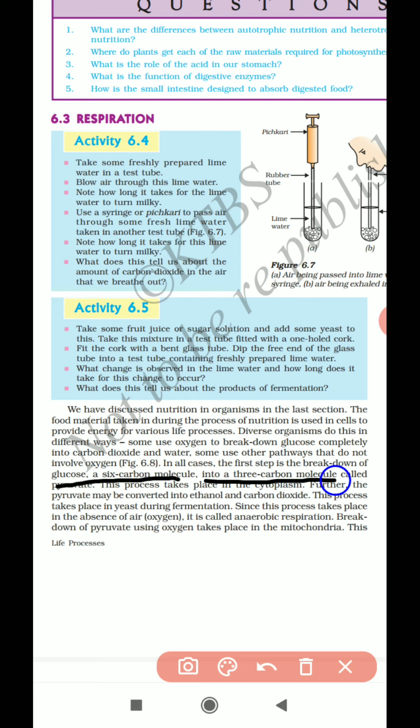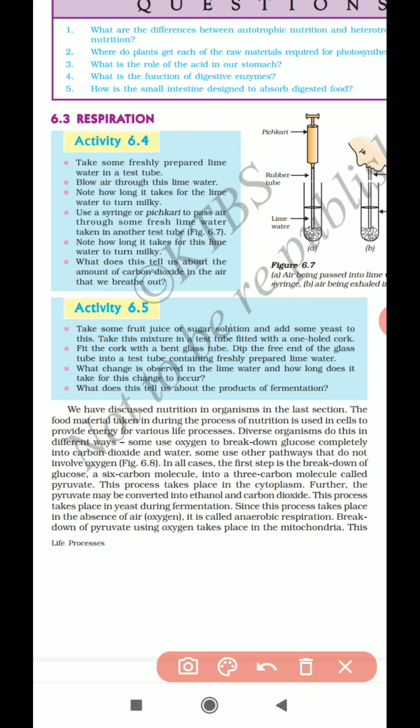a 3 carbon molecule called pyruvate. So the first step is that glucose, which is a 6 carbon molecule, will be converted into a 3 carbon molecule called pyruvate. And this process takes place in the cytoplasm of every cell. So this process, conversion of glucose into pyruvate, doesn't require oxygen. But conversion of pyruvate into simpler products requires oxygen in the case of humans.